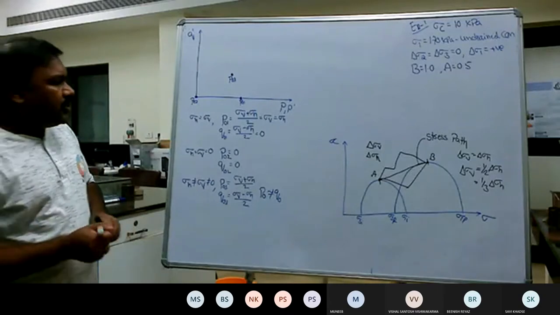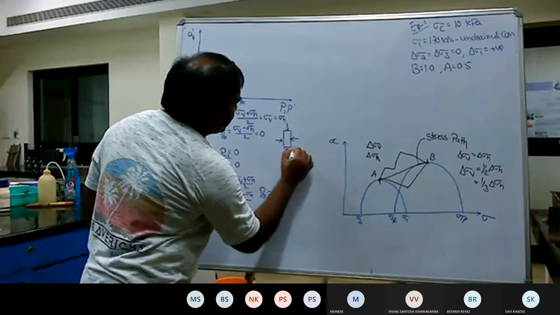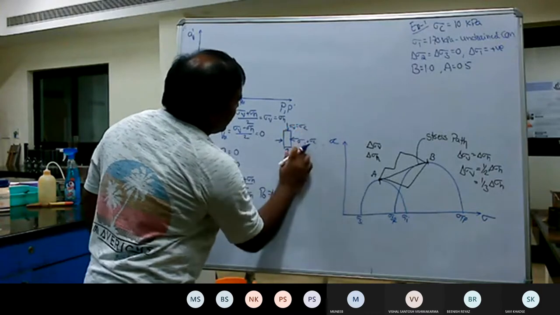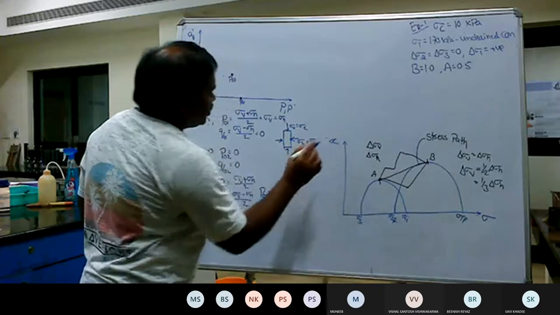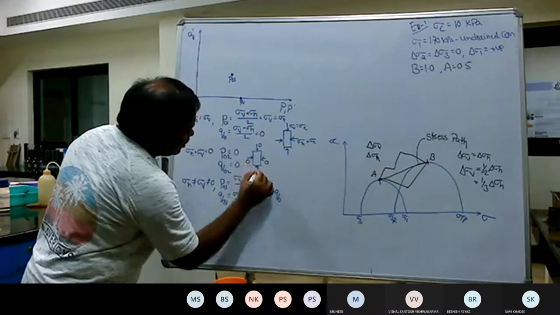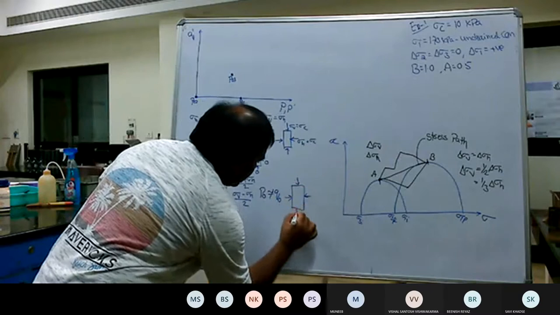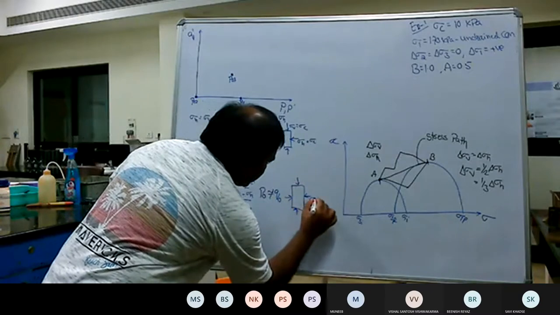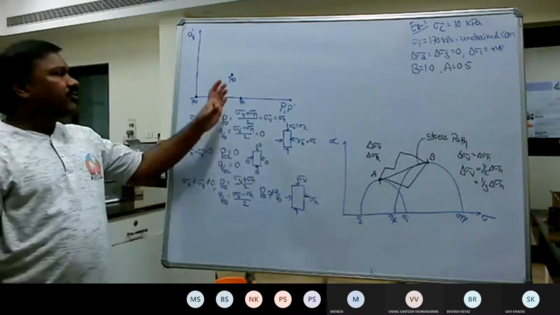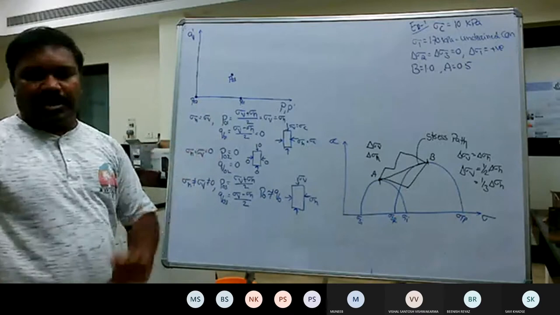If you try to draw in the form of small elements, this is how we can represent. Sigma v is equal to sigma c and sigma h is equal to sigma c. While in the second condition, this is 0, 0, 0, 0. And the third condition, this is sigma h and this is sigma v, where sigma h is not equal to sigma v. So you may start with any one of these three initial conditions, you must remember.